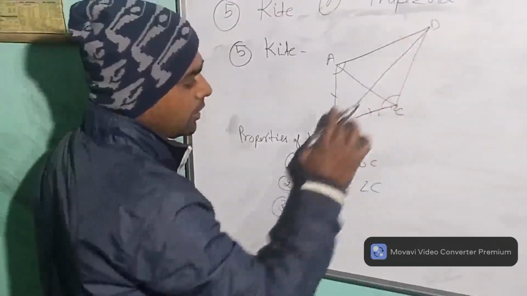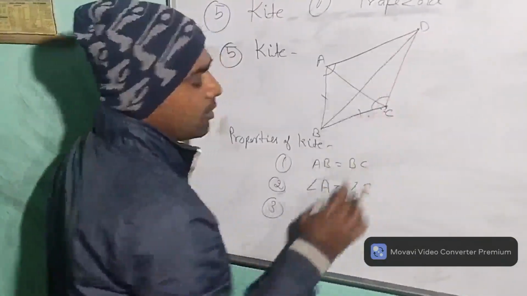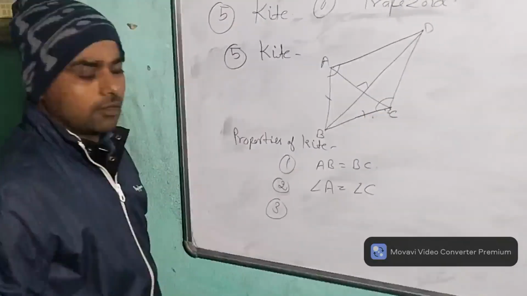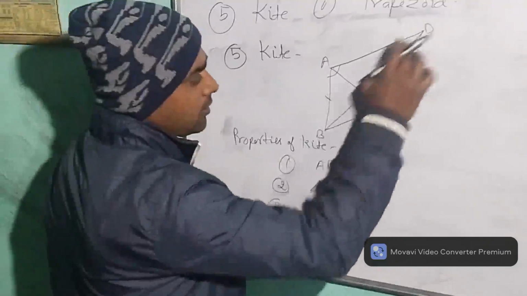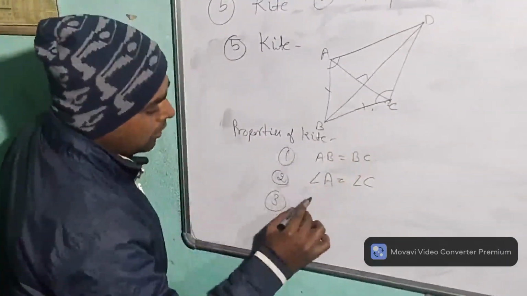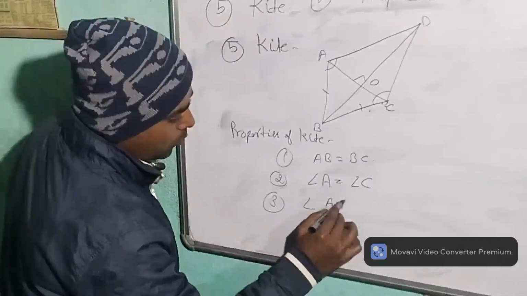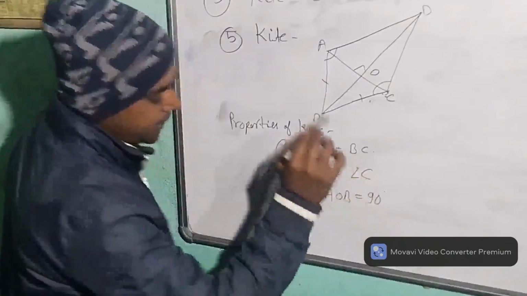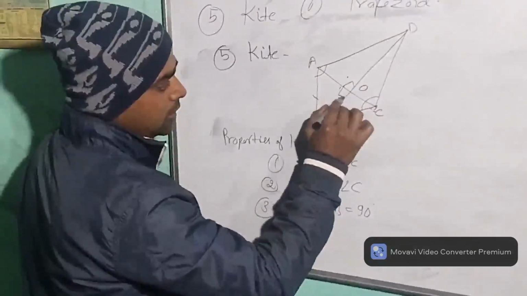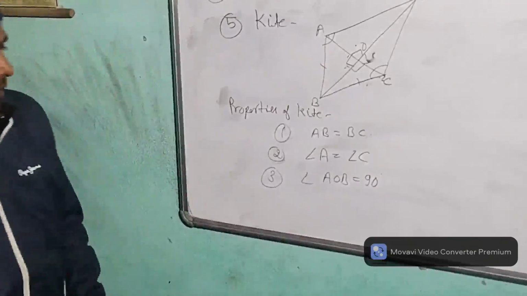Third one is diagonals of the kite. Diagonals of the kite intersect at 90 degrees. That is, angle AOB is equal to 90 degrees. All these angles are 90 degrees.